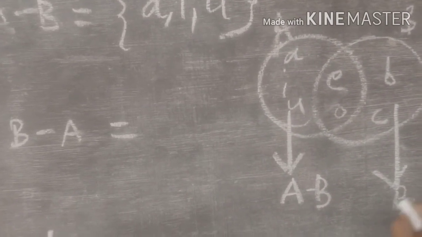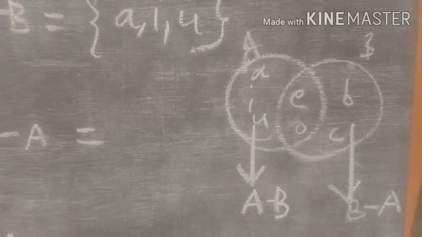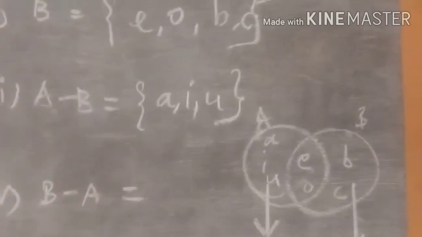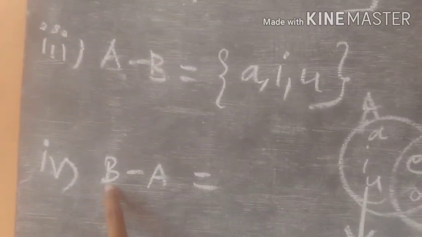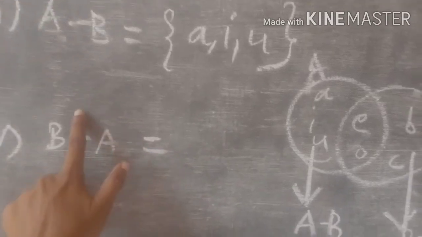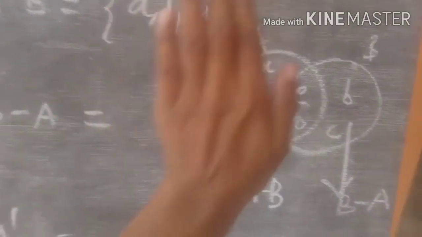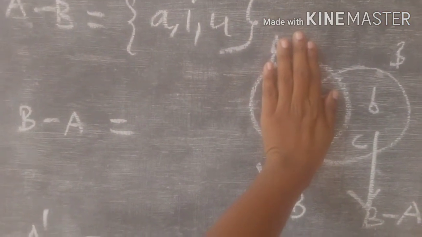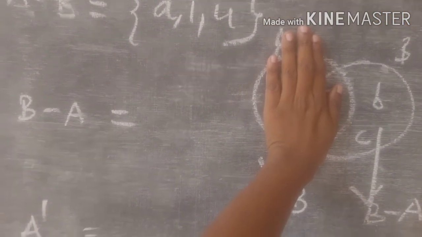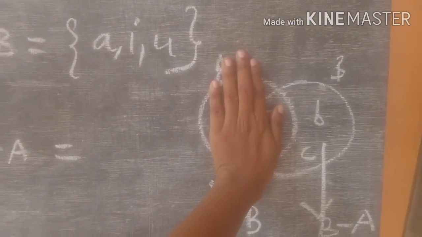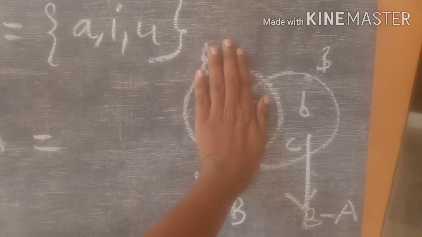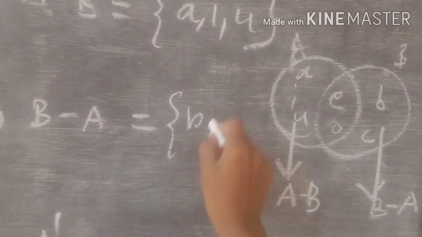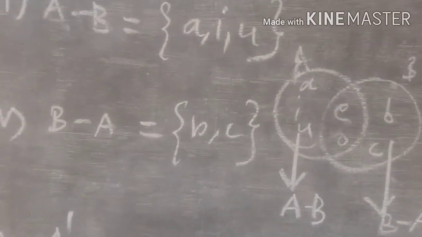Okay? So what is the answer of B minus A? B, C. How do you find out, miss? The fourth one, B minus A. So what is in the second? A. So you have to hold the set A. What is the remaining elements of the first set? The first set is B. The remaining elements of the set B are B and C. So the answer is B and C. Okay, students? Did you get it?